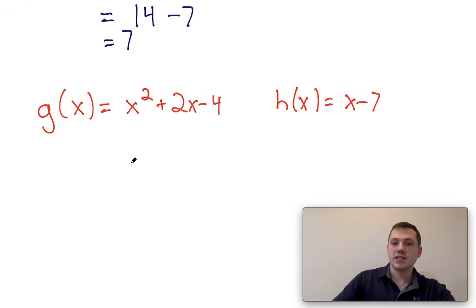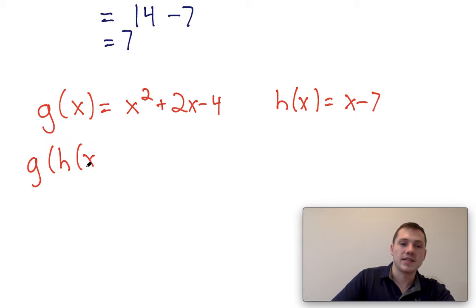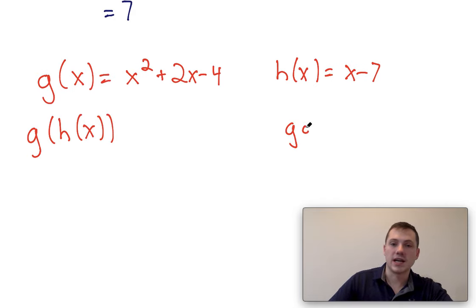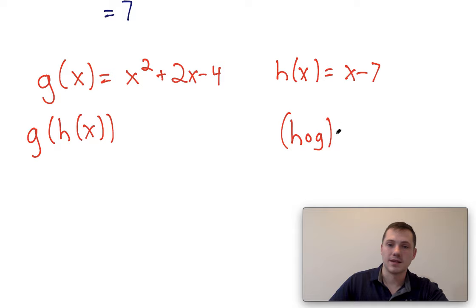Now what we're going to try to do is we're going to evaluate two different composite functions. We're going to evaluate the composite function g of h of x, and we're also going to evaluate the function g of h, I mean to say h of g of x. Looks like hog x.